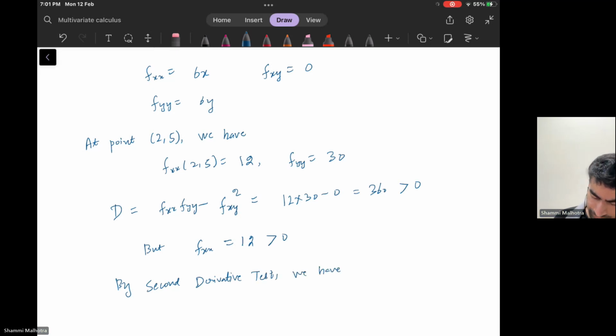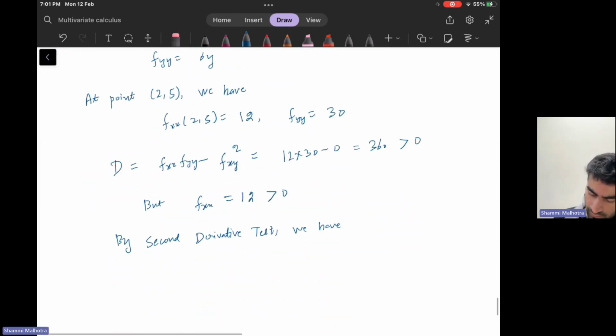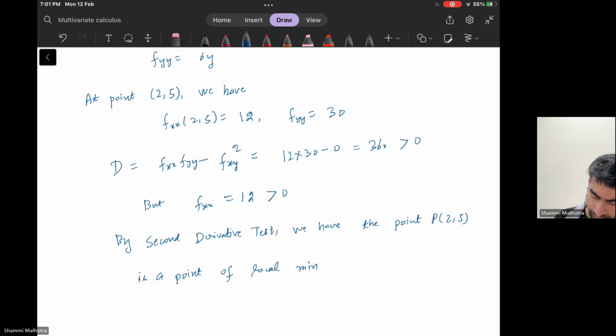the point P equal to 2, 5 is a point of local minima, because the second partial derivative with respect to x is positive, so this will be a point of minima only. And I hope this will be clear.